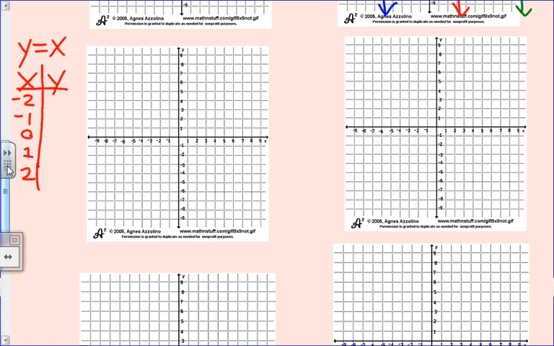Okay, now all we're going to do is plug it in. Plug in negative 2, y equals negative 2. If you plug in negative 1, y equals negative 1. 0, 0, 1, 1, 2, 2. Because it's saying they're equal to each other. That's what it's saying. So if we look at our line, we start here, negative 2, negative 2, negative 1, negative 1, 0, 0, 1, 1, 2, 2, and keep going in both directions. Get a nice line. Not vertical, slanted.